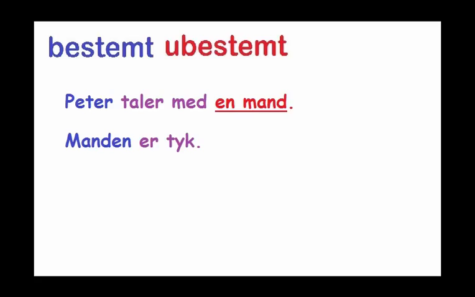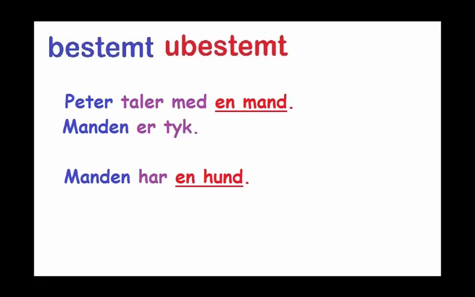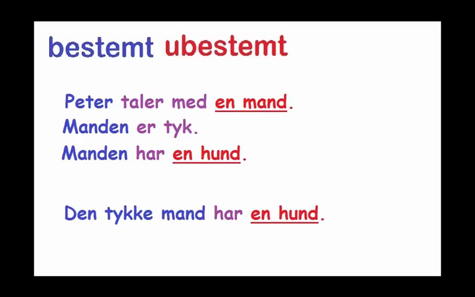Manden er tyk. See, now we know the man. He's the man from the first sentence. Manden har en hund. We know the man. It's the fat man from the first sentence. Den tykke mand. We don't know the dog. The dog is news to us, so we use the indefinite article. Den tykke mand har en hund. Basically the same thing.